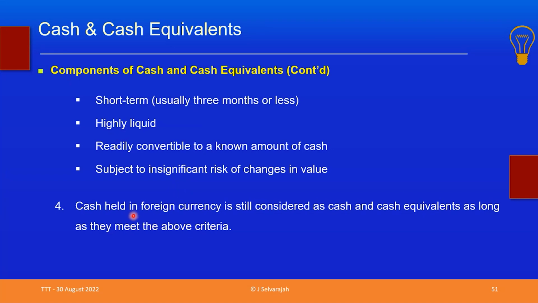Now, cash held in a foreign currency is still considered cash and cash equivalent as long as you can go to a money changer and change it, or the bank will change it for you. But what happens if you have foreign currency in cash, and the bank says, this one we can't change, that one we can't? That is not a cash equivalent. Just to make sure we are clear on this.